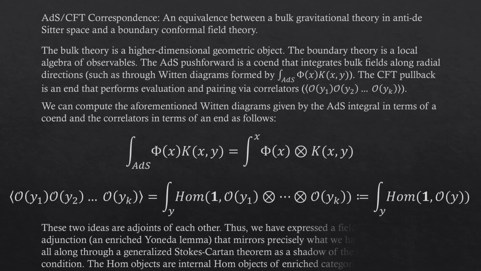These two ideas are adjoints of each other. Thus, we have expressed a field-theoretic adjunction, which is an enriched Yoneda lemma, that mirrors precisely what we have been describing all along through a generalized Stokes-Cartan theorem as a shadow of the Beck-Chevalley condition. In this case, the Hom objects are the internal Hom objects of enriched categories, and our coend is the left adjoint of our end here.